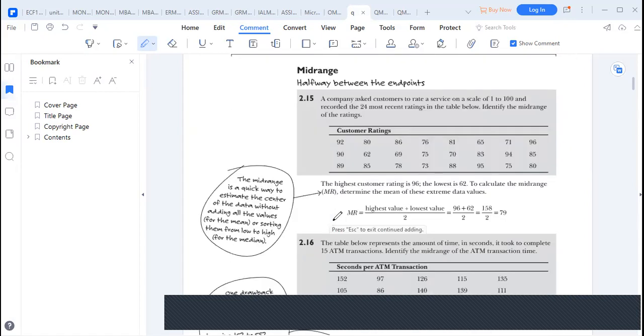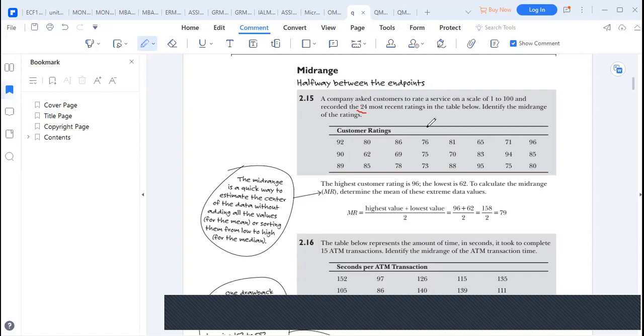All right. So there are times when we are going to get averages. We call them halfway midpoints. So for instance, we have ratings here, and these are 24. So the mid-range is a quick way to estimate the center without having to add all the values and sort them.